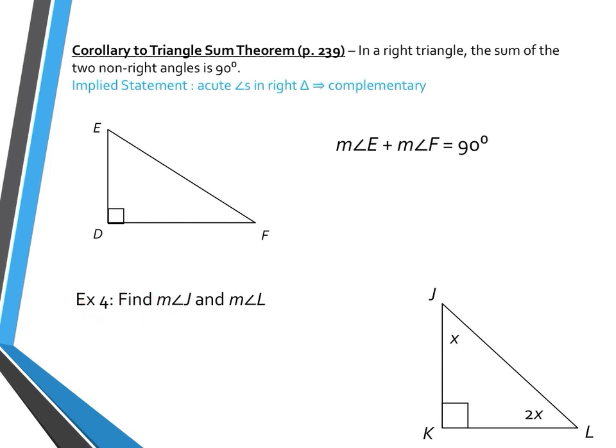Please find the measure of angle J and the measure of angle L. Well, we know that the measure of angle J is x and the measure of angle L is 2x. So if we set up an equation, we can say that x plus 2x equals 90 degrees, and we combine like terms, resulting in 3x equals 90 degrees. Divide both sides by 3, resulting in x equaling 30. And since we're not solving for x, we're actually solving for the expression, we can substitute x in for our expression. So angle J would be 30, and angle L would be 60. So we conclude that measure of angle J is 30 degrees and the measure of angle L is 60 degrees.